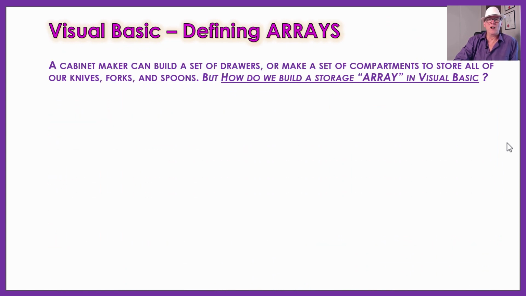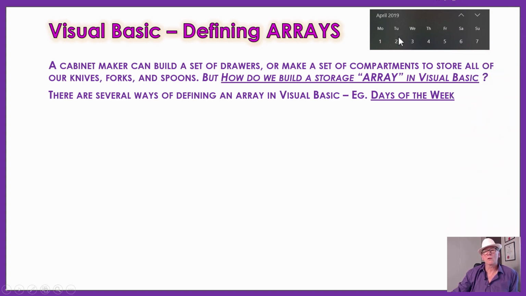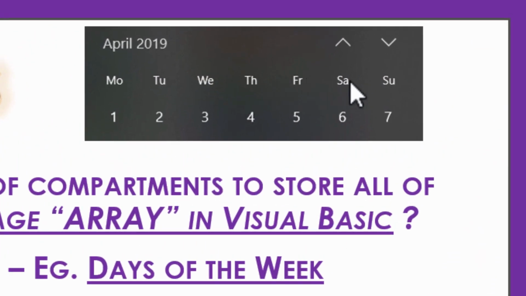So how do we define an array in Visual Basic? That was some real world arrays using drawers and compartments in a kitchen cutlery box, but there are several ways we can define an array in Visual Basic. If we're looking at days of the week, the week's got Monday, Tuesday, Wednesday, Thursday, Friday, Saturday, Sunday. So there's 7 days in the week, and they're numbered 1 to 7, which is kind of neat.